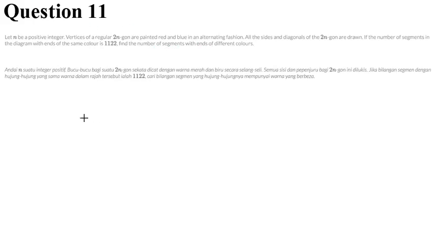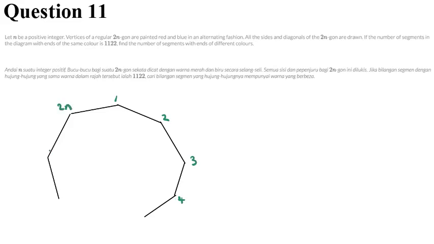Okay, let's consider, for example, we have a 2n-gon like this. You say it is 1, 2, 3, 4, up to 2n minus 2, 2n minus 1, 2n. If we consider, for example, it says red and blue. Let me consider red, this point, this point, this point, this point, this point, and blue. There are blue points.